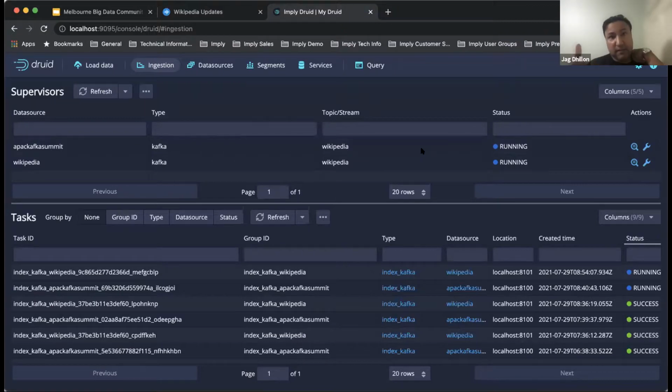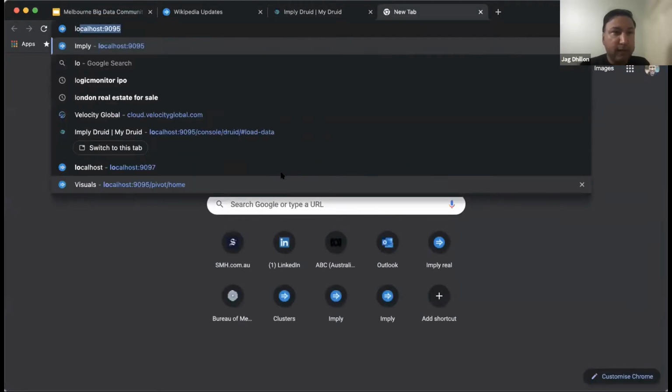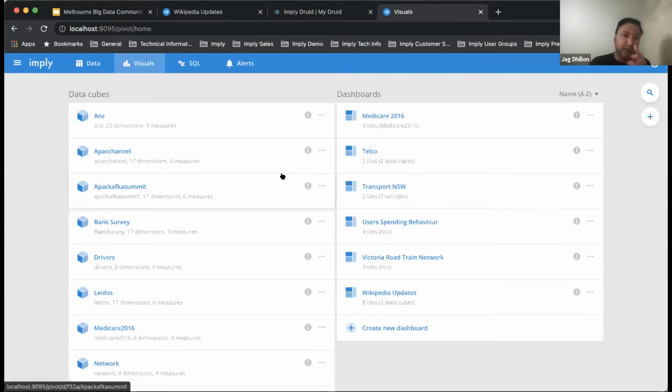The next phase is where the difference comes in. So for example, let me just go into file, new tab, right? And go to this, which takes me to my Imply. This is the difference between Imply and open source Druid. Imply gives you the visualization where you can start creating the dashboards, right?